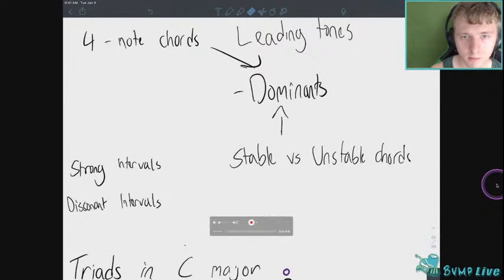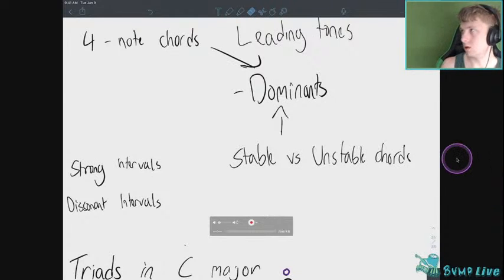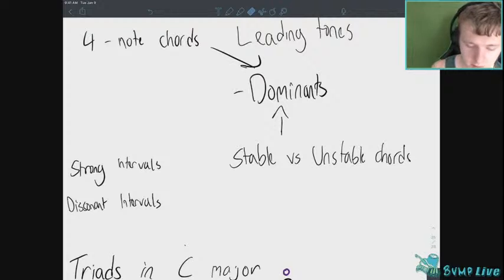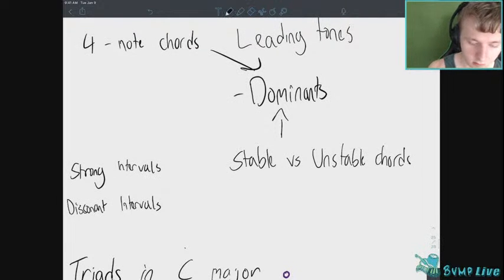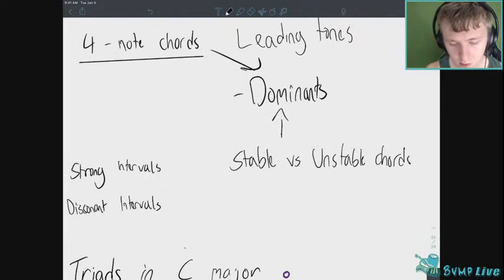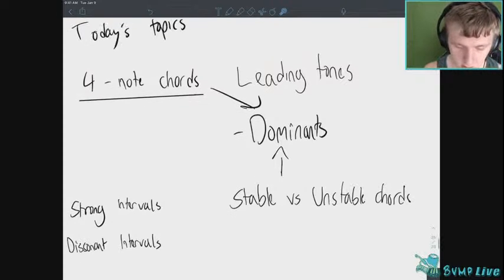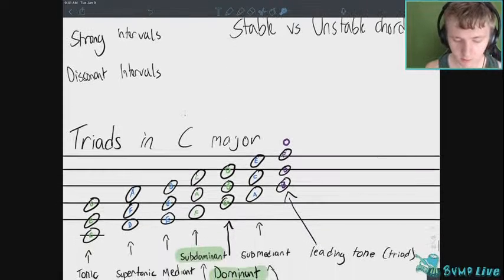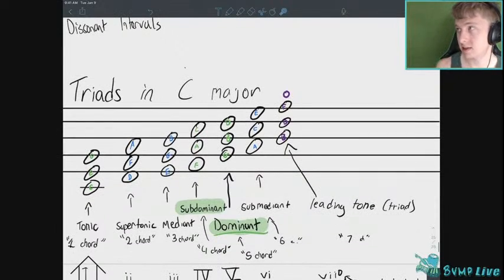Okay, awesome. So, just a little sketch of what I'd like to talk about today. Mainly this, we're going to focus on our 4-note chords, but first we're going to just go back over our triads in C. So, we have our tonic. So, we have C, E, G.